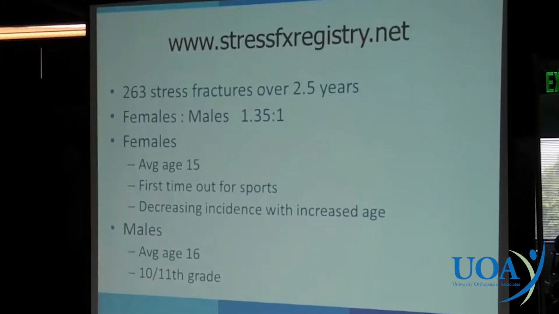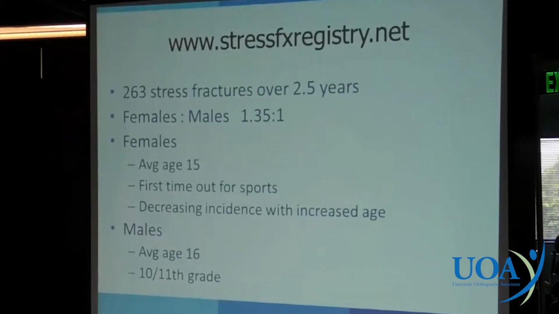Then as they go through sports and hang in there, maybe they learn how to manage their body, and they start to see a lower incidence with increased age. Males are a little bit older, but again, 10th and 11th grade is when they're really starting to get into sports. For me, that's an important thing because I don't want to see these injuries result in kids giving up on sports. We know what the problem is with childhood obesity. So as much as high school sports is there for competition, it's also there to develop a healthy lifestyle.